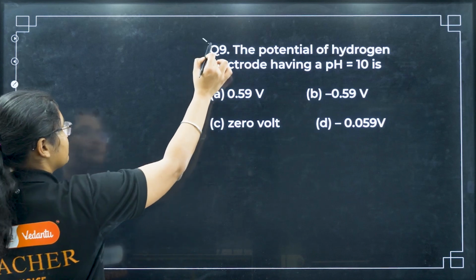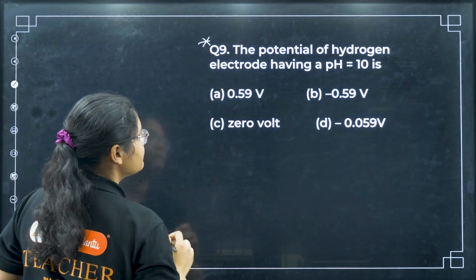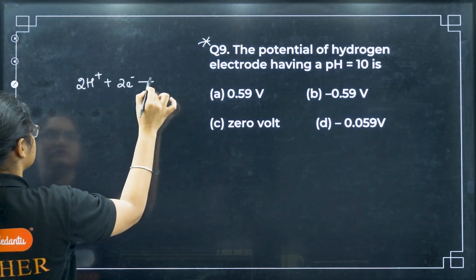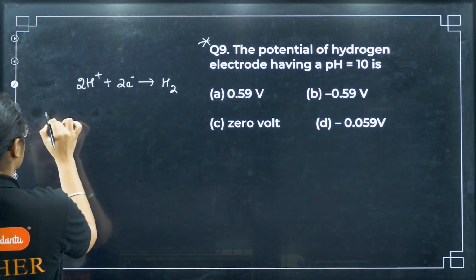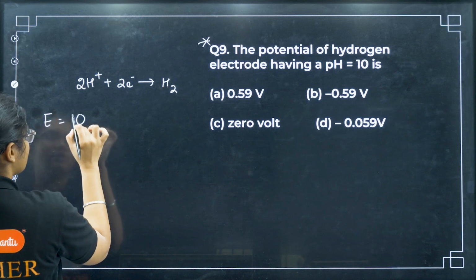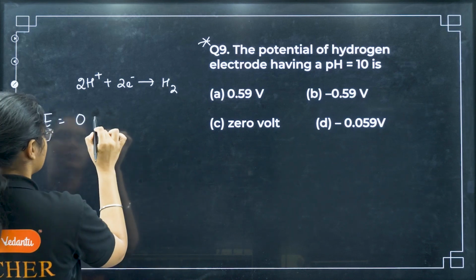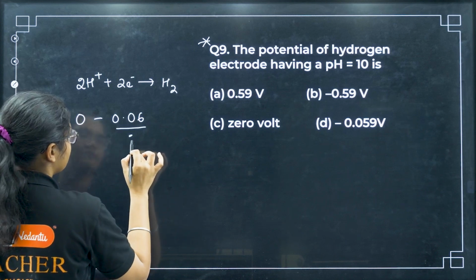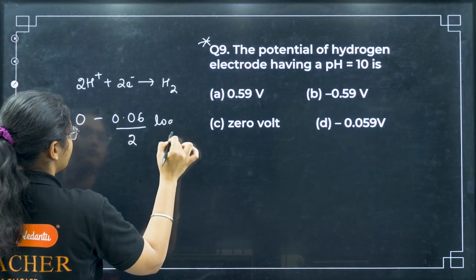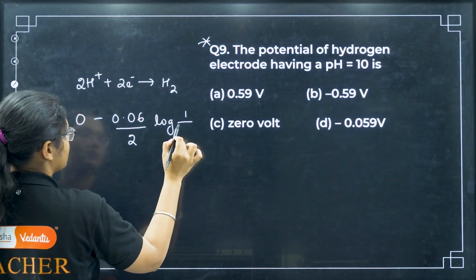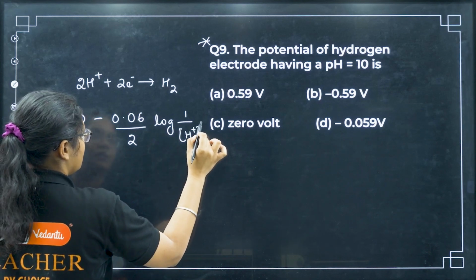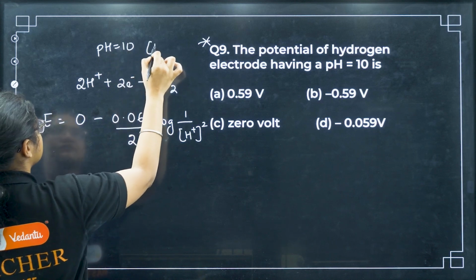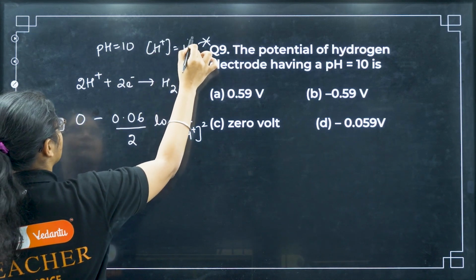So this is a good question from the NCERT book only. So we have the reaction like this: 2H plus plus 2 electrons gives you H2. Right. Now E of the cell will be equal to what? E naught of the cell, hydrogen electrode potential is 0, minus 0.059, I will write it as 0.06 divided by N is 2 log of 1 by H2 and H plus concentration square, right? So if pH is equal to 10, then what is H plus concentration? 10 to the power of minus 10.